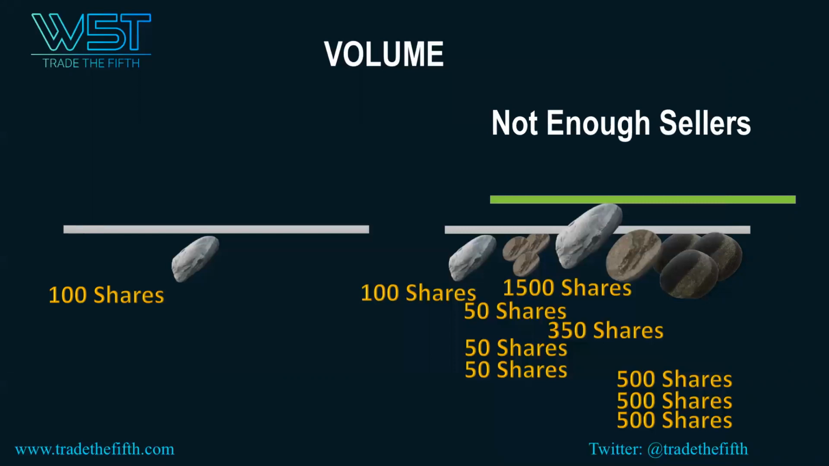So there's not enough sellers. So what happens? The broker has to put the price up. Someone's interested in selling their shares, because there's only a set amount of shares. They have to keep changing hands, and somebody has to be interested in selling those shares.